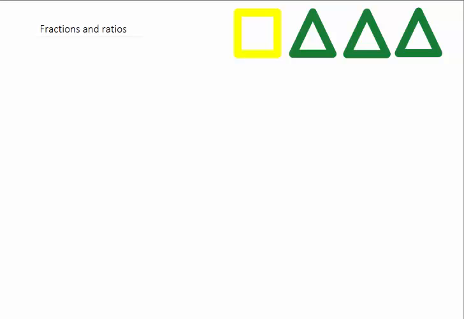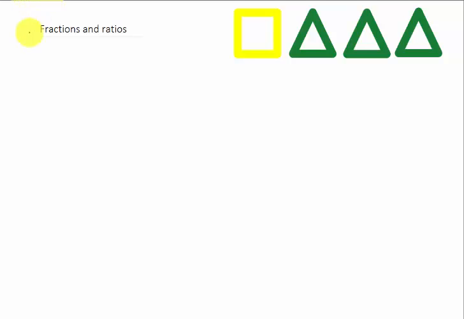I'm going to speak now about ratios, which is a concept that's closely related to fractions and that we use quite a lot in biology, especially in genetics. So what am I talking about? I think I'll explain by an example. So here we've got 4 shapes. We've got 1 yellow square, 3 green triangles.